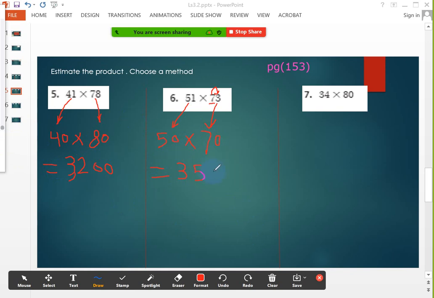What do I have to put here next to the 35? 2 zeros, right? Read the number for me. 3,500. Very good, Bisan.